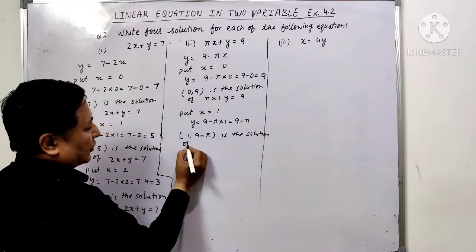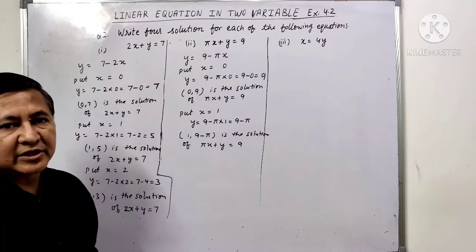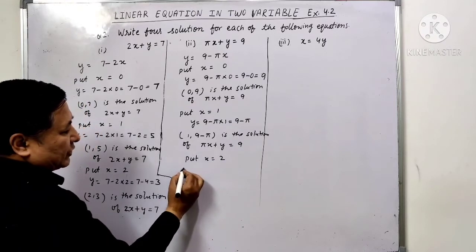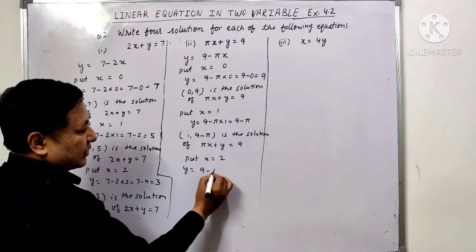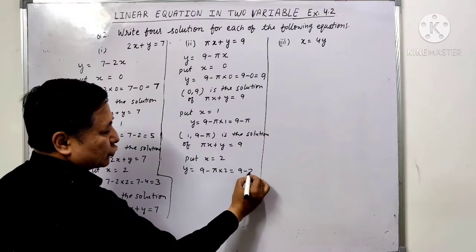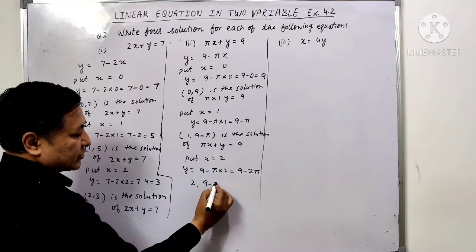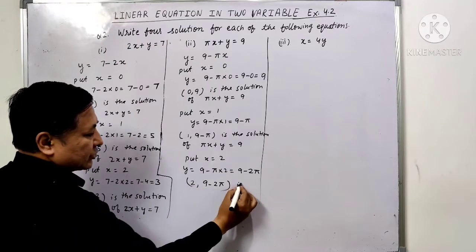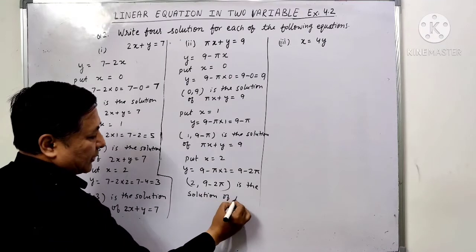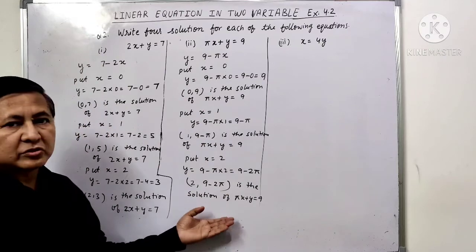This is a solution of pi x plus y is equal to 9. Now let us take the third solution. Put x equal to 2. So we have y equal to 9 minus pi into 2, that is 9 minus 2 pi. So now we have another solution, that is (2, 9 minus 2 pi). This is a solution of pi x plus y is equal to 9. So I have done three solutions. One solution you will do yourself.